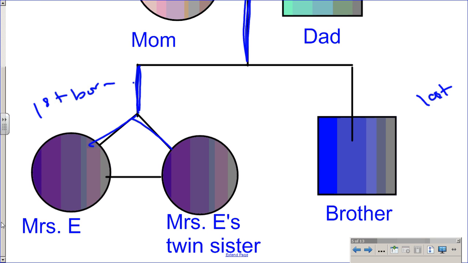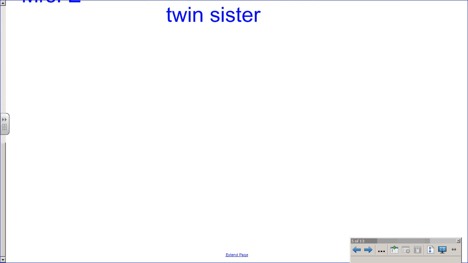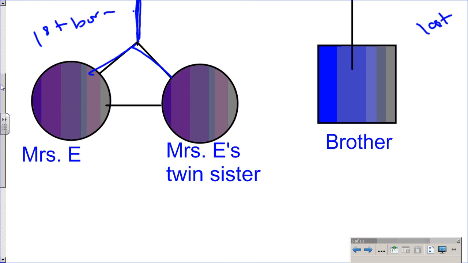So there's me, and then my sister. This connection here does not mean that we have mated. It means that we are genetically identical. Okay? So whenever it's like this and there's a connection in the middle, it means that they're identical.